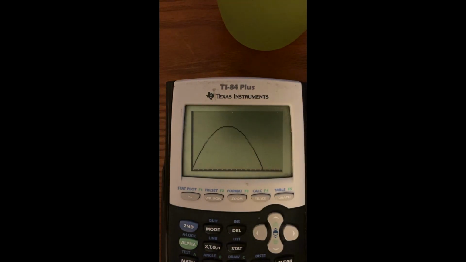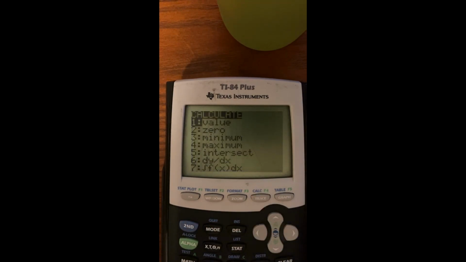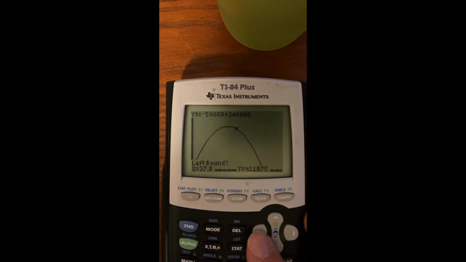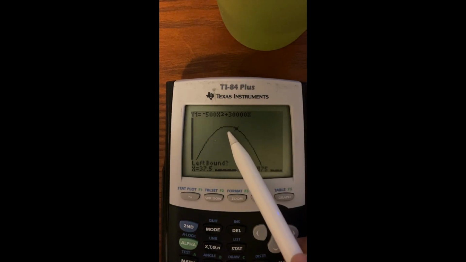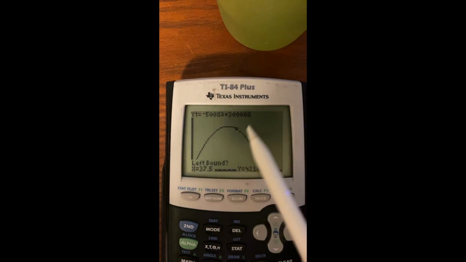And then we're going to follow a couple specific commands to get to our maximum point. So I'm going to press second and then calc above trace. And then I want the maximum, so I'm going to go down to option number 4. I could also just press number 4. And then it asks me for the left bound. So you can kind of see already on the calculator, right, that right about here is just where the peak is. We can just see that.